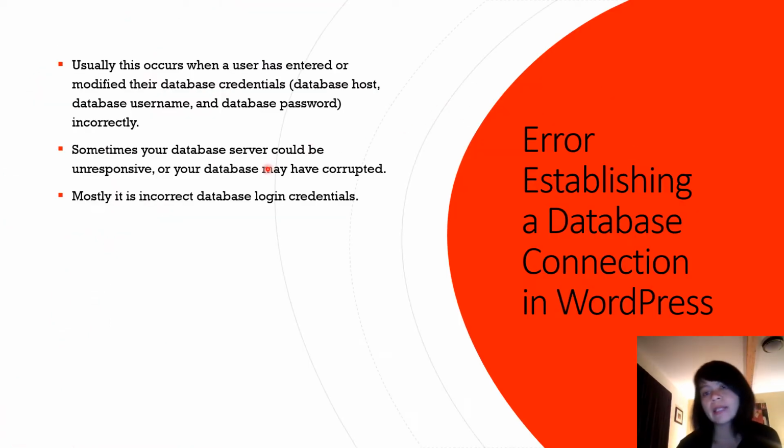So next is error establishing a database connection in WordPress. This usually occurs when the user has entered or modified their database credentials, like database host, database username, or database password, incorrectly. Sometimes your database server could be unresponsive or your database might have been corrupted through no fault of your own, but most likely it's an incorrect database login credential. So that's more likely most of the time.